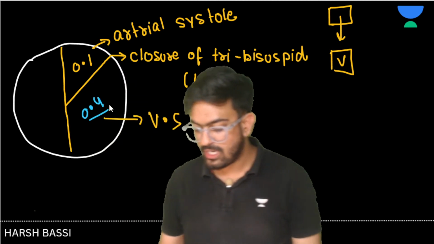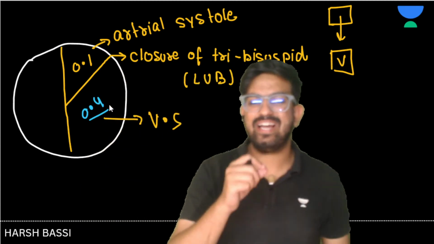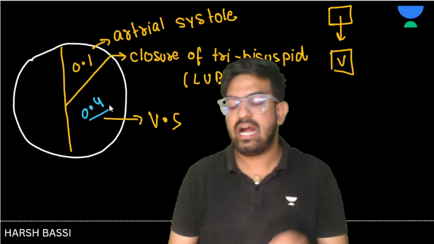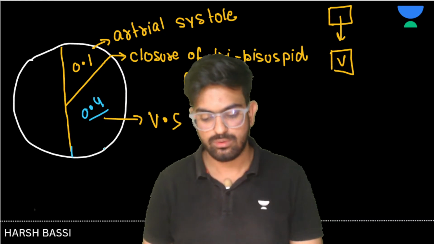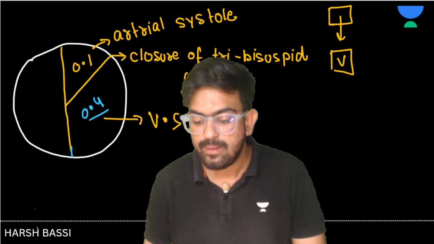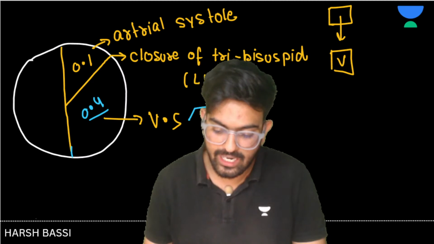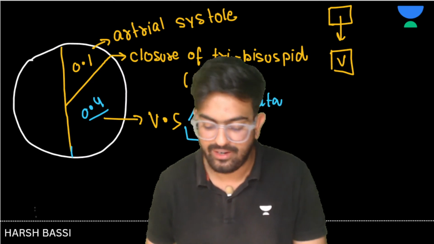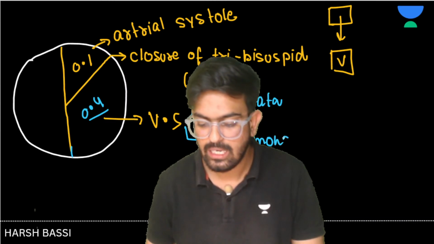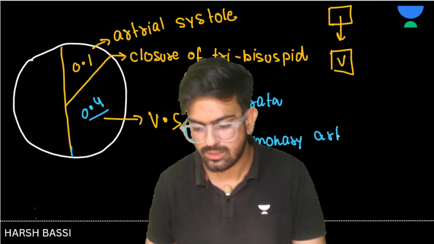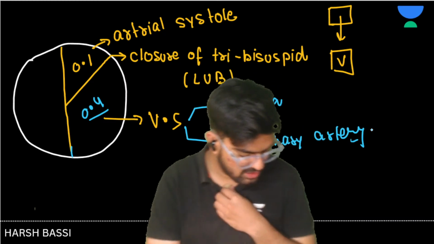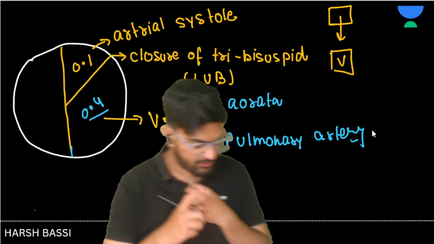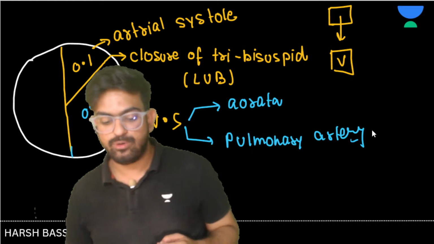यस और नो? और कहां जाएगा? पल्मोनरी आर्टरी में. Right. So from ventricles, blood will move to aorta and it can also move to pulmonary artery. Very good. Aorta and pulmonary artery.